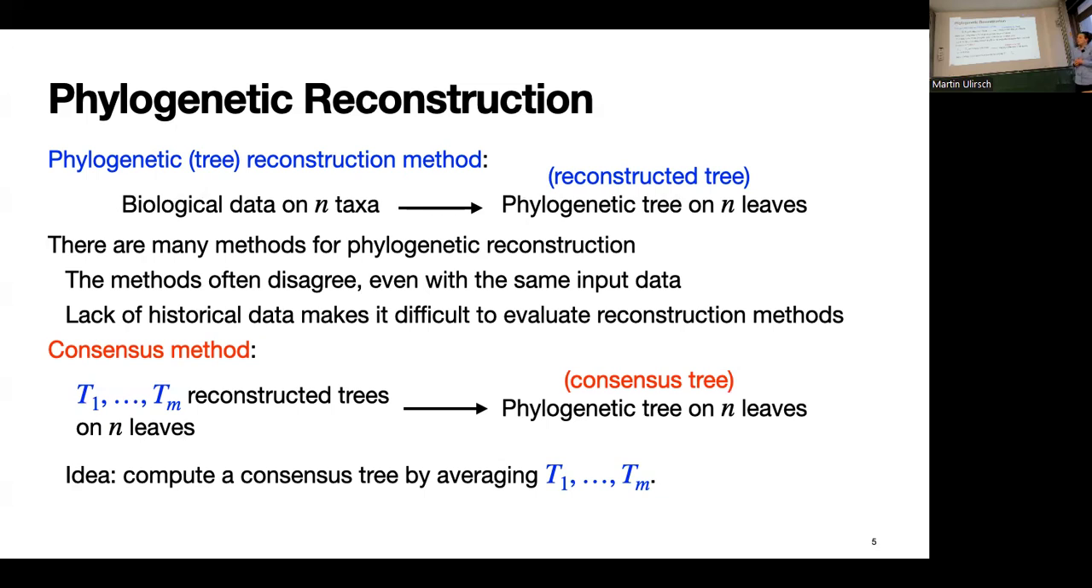Using tropical geometry, we're going to construct a consensus tree by averaging these trees. If you take a bunch of tree vectors, there's no way that you can just compute the Euclidean average because it's not convex. So you would get a vector that doesn't even represent a tree. But in tropical geometry, this is possible because it's tropically convex.